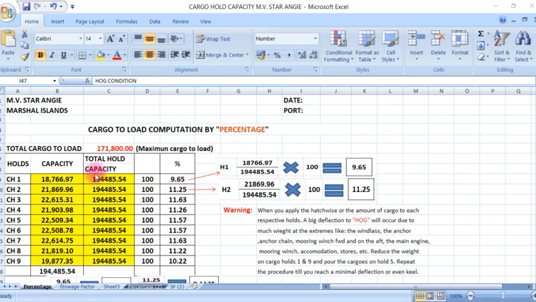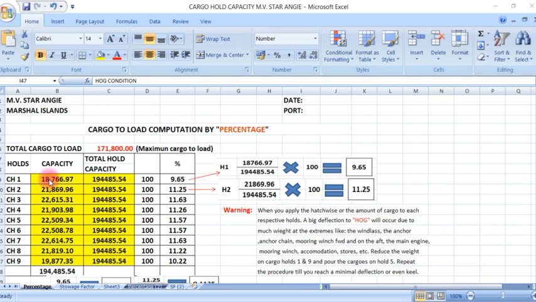So the first thing we have to do is put in this column the total capacity of each hold. You can see this capacity on the capacity table of your loading manual. For example, in hold number 1 you have 18,766.97, and hold number 2 you have 21,869.96, and so on up to 9. You just put the amount for each hold in this column from 1 to 9. Now you sum it all.